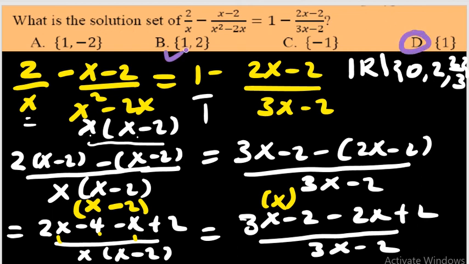But look, the choice B contains both. So you need to take care of the domain. The next one again is the same, somehow different actually.